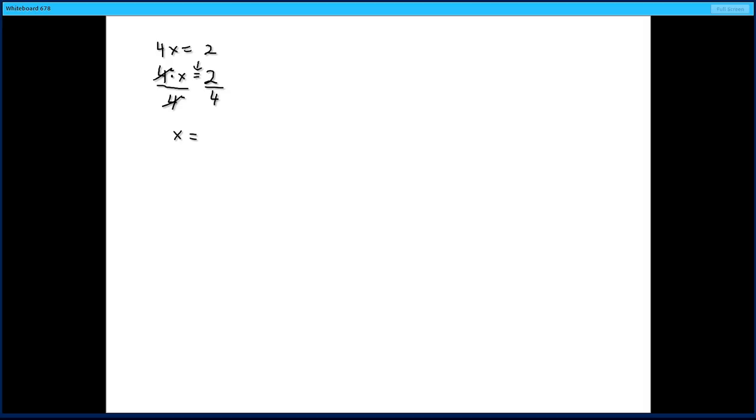And again, you can simplify that by dividing by 2, which would be 1/2. So now we have the solution of this equation. It is x equals 1/2. What that means is if we put 1/2 in place of the x in the original equation, we would be able to come up with a true statement where the left side equals the right side.